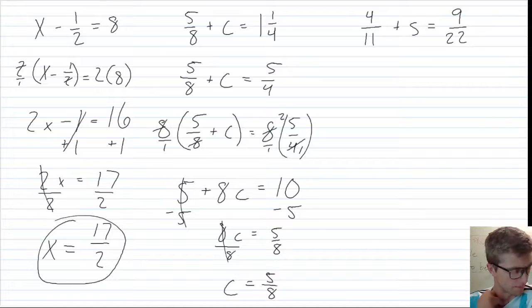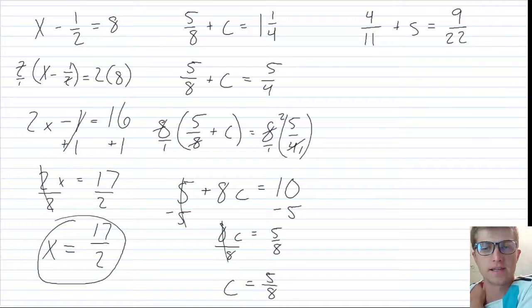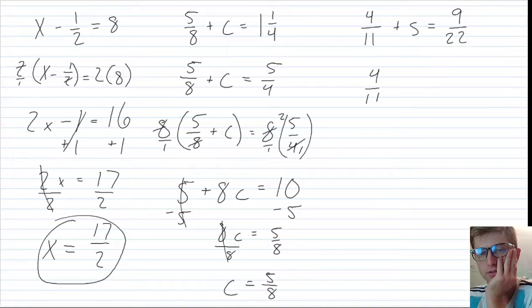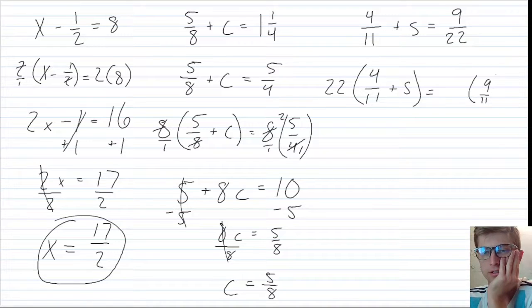All right, next, 4 over 11 plus s, that's an s, equals 9 over 22. Let's get rid of our fractions. What are our denominators? 11 and 22. What's the least common multiple between 11 and 22? It's 22. So we'll rewrite our left, put it in parentheses, multiply by the 22 on the outside, rewrite our right, put our 22 on the outside.